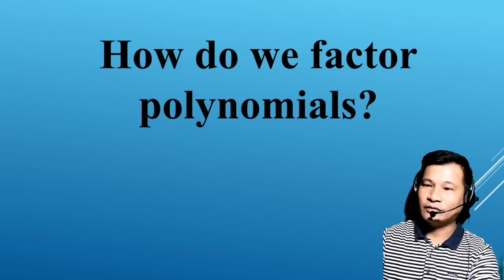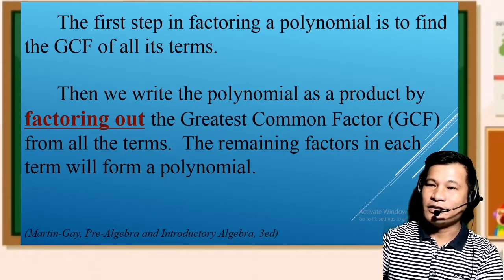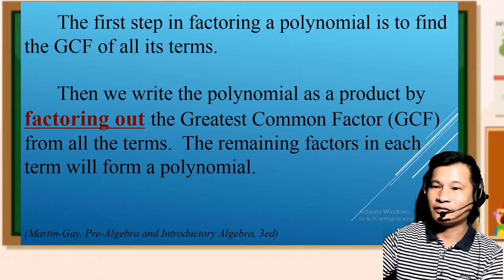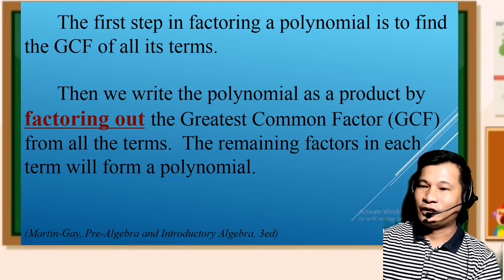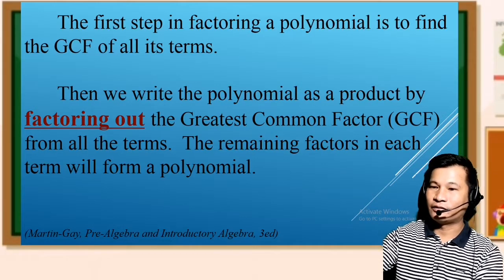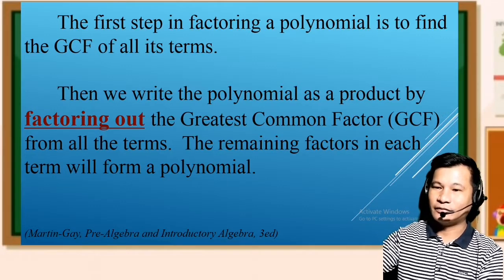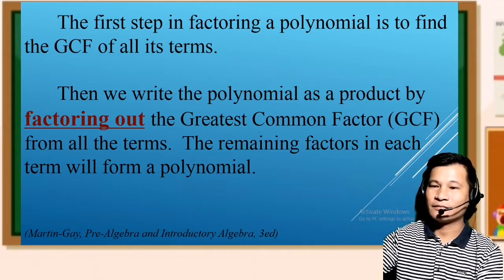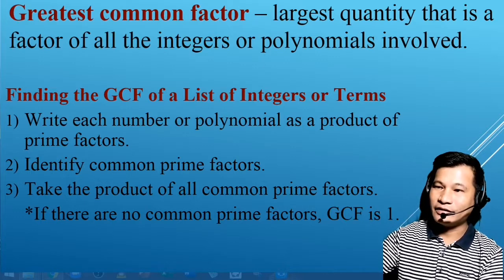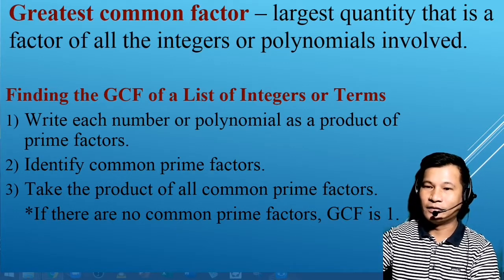But how do we factor polynomials? So the first step in factoring a polynomial is to find the GCF of all its terms. Then we write the polynomial as a product by factoring out the greatest common factor or GCF from all the terms. The remaining factors in each term will form a polynomial. Greatest common factor is the largest quantity that is a factor of all the integers or polynomials involved.